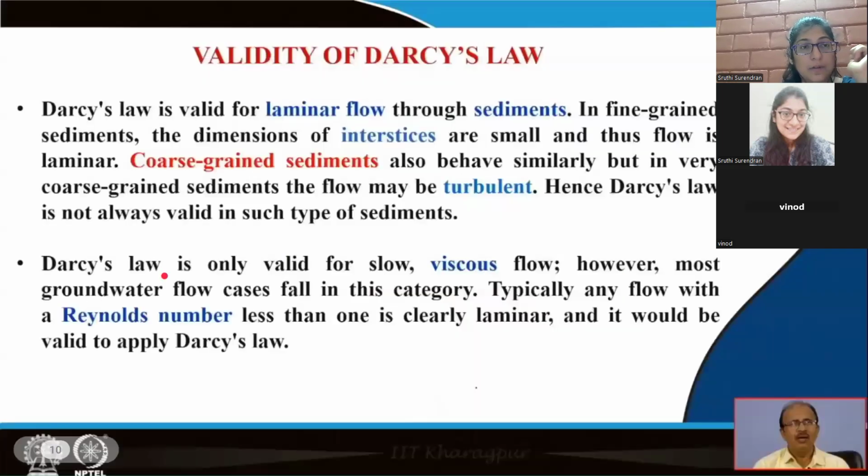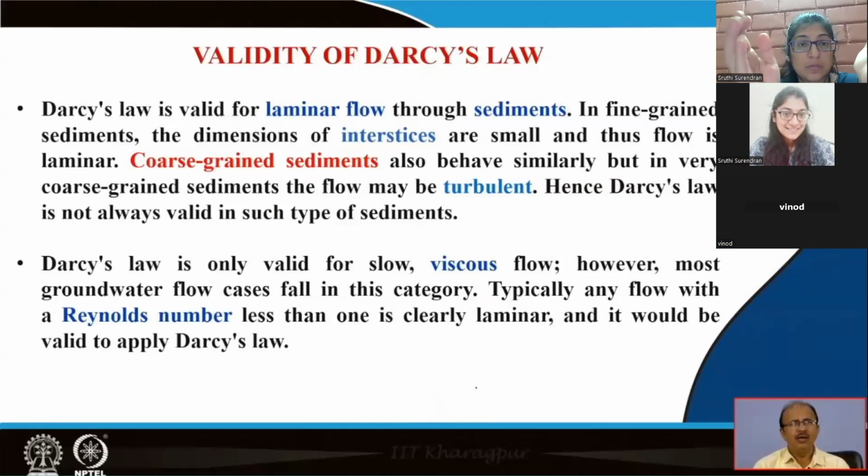So Darcy's law is only valid for laminar flow. It is not valid for any kind of flow. It is only valid for flow which is laminar in nature. Now, Darcy's law is a very prominent law when it comes to groundwater flow. So, what is happening in the ground when water is flowing through aquifers or porous media in fine grained material.